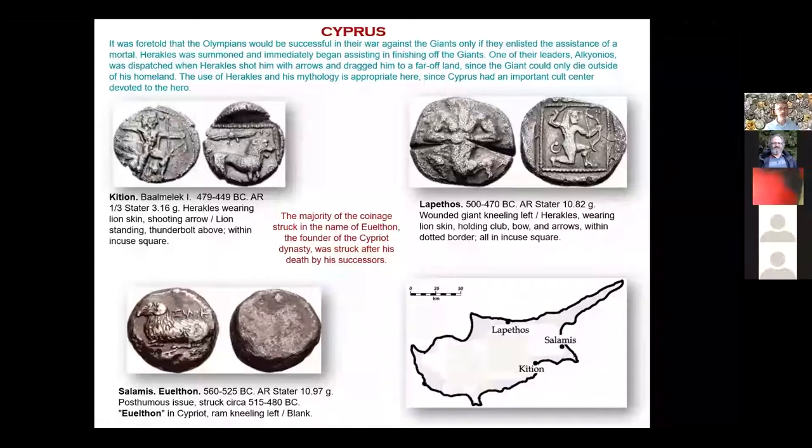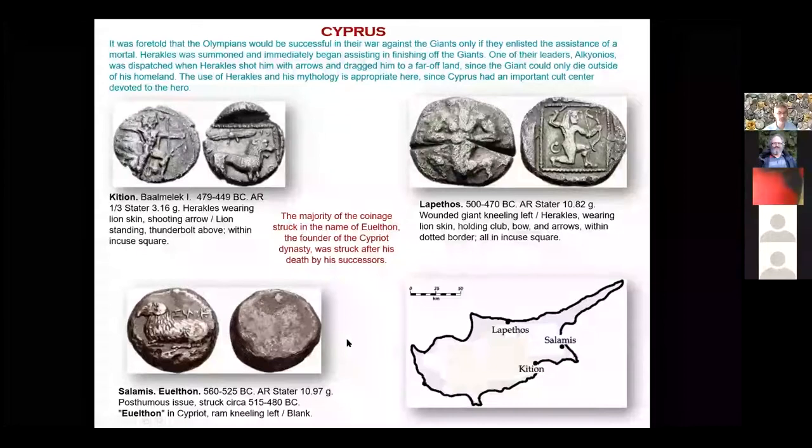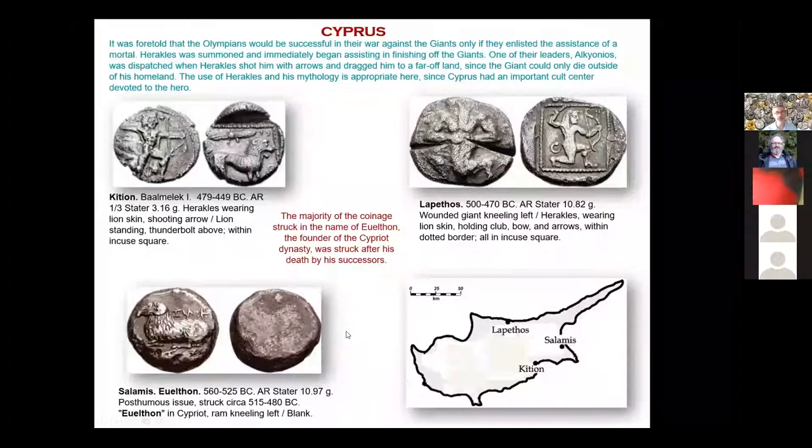I don't know if it has anything to do with Hermes, this reclining or kneeling ram, but it is an interesting coin. And the reverse of these are usually blank. For some reason, either they didn't have good coin die engravers or they didn't care. They decided to leave the other side of their early coins blank.